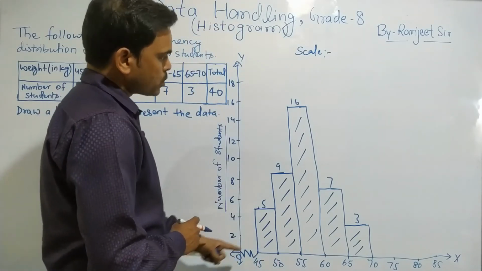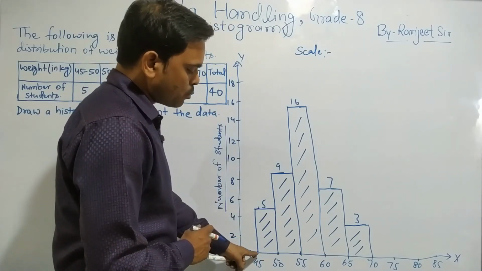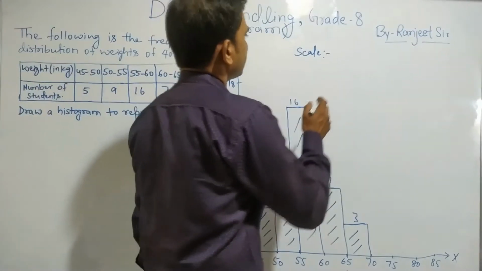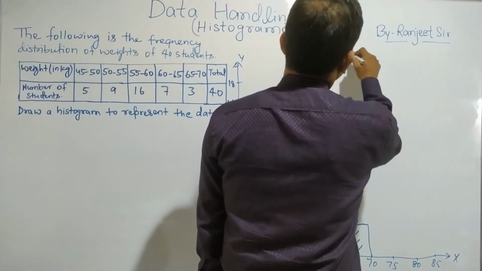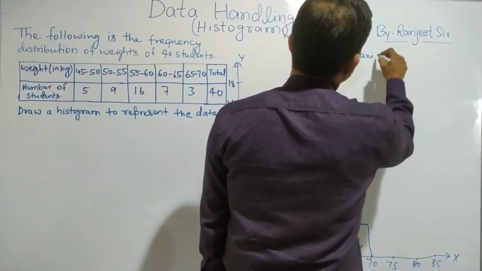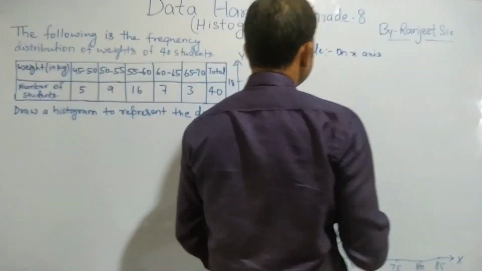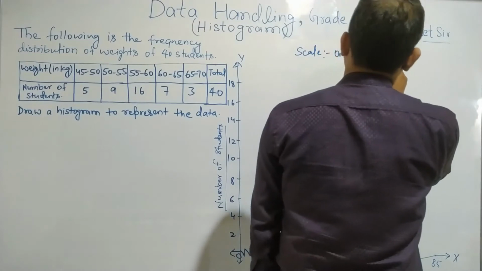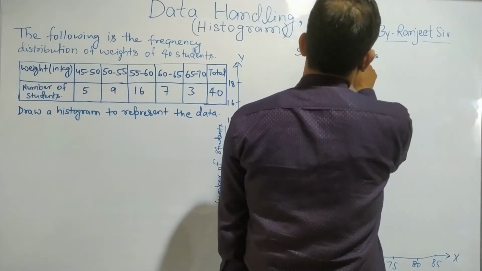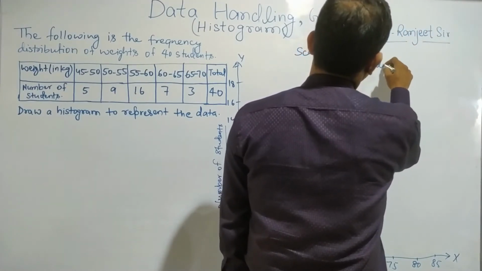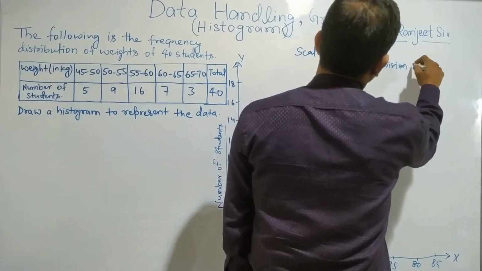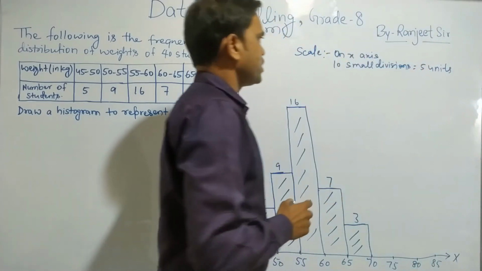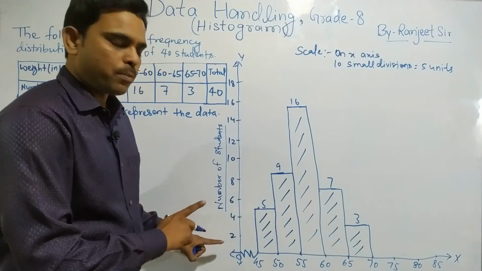So on the x-axis, each 10 small divisions equal 5 units. So you need to write here on the x-axis: 10 small divisions equals 5 units. These 10 small divisions you will find when you use graph paper.